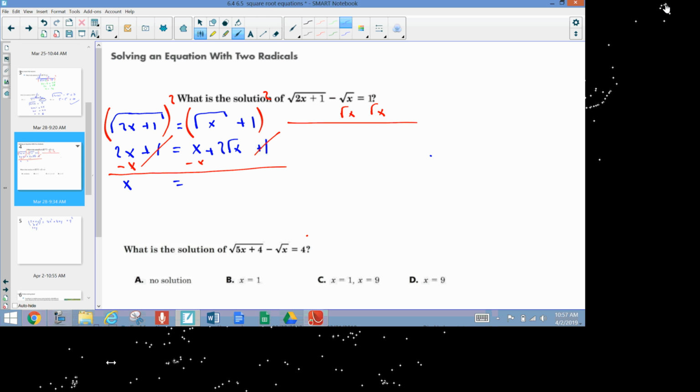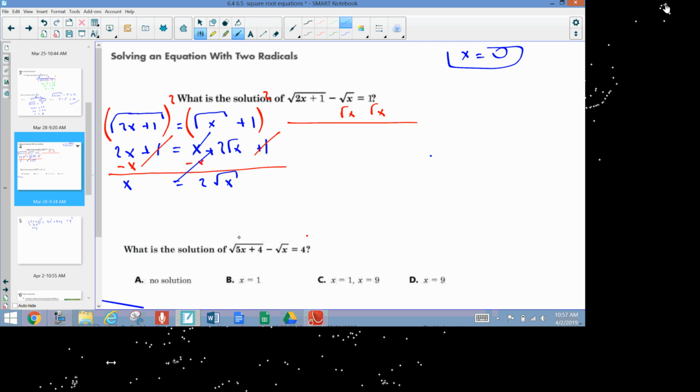X is equal to 2 root x. X is equal to 0. Can I say that? Substitute 0. That works. Just keep that in mind. Okay, it's not necessary. Now, what is next?